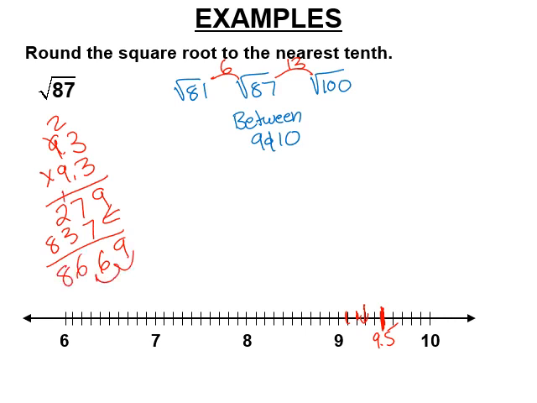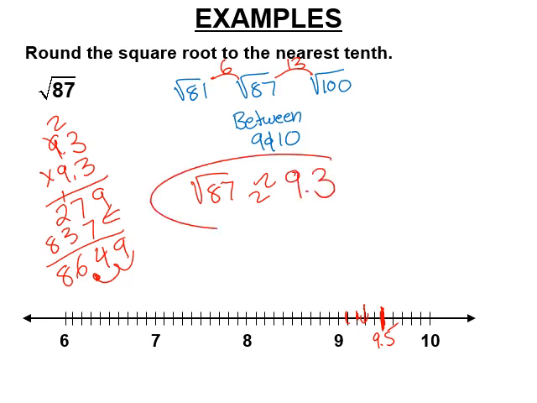Look at that. 9.3 times 9.3 is almost 87. It's 86.69. Oops, I have a mistake. It's 86.49, but it's still the right answer. Okay, so it's approximately 9.3.